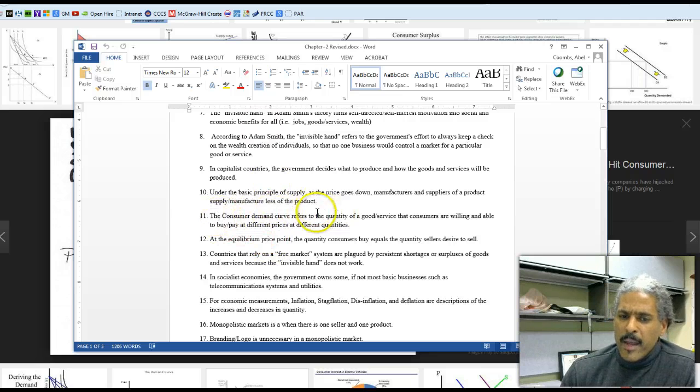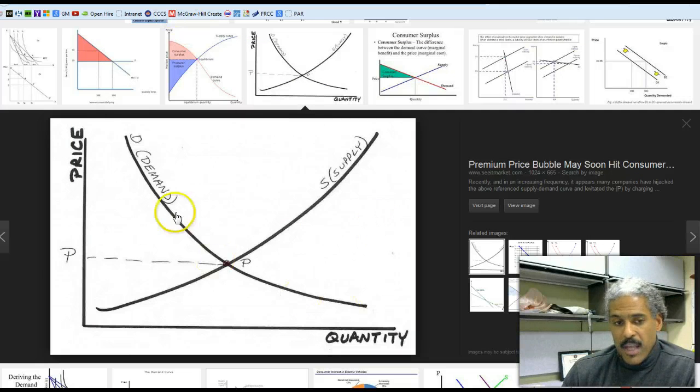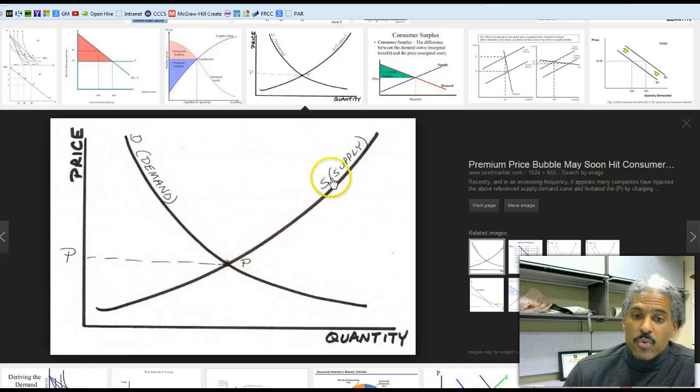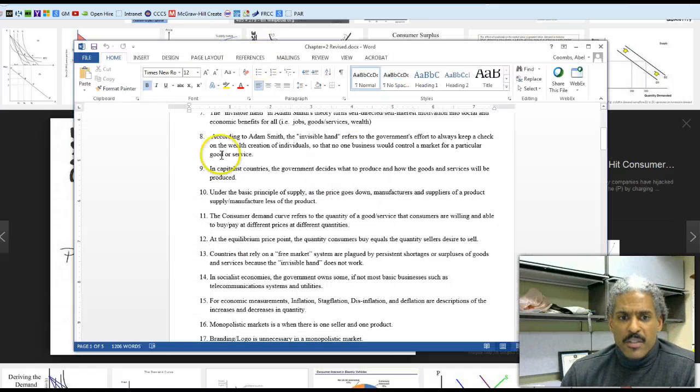The consumer demand curves refer to the quantity of goods that consumers are willing and able to buy and pay at different prices at different quantities. And so that's where we see this graph image again. If you look here across the top, we see all the various ways you can represent it. The basic idea is going down, price goes down, people buy more. Price goes up, manufacturers produce more. All right, let's continue the journey.